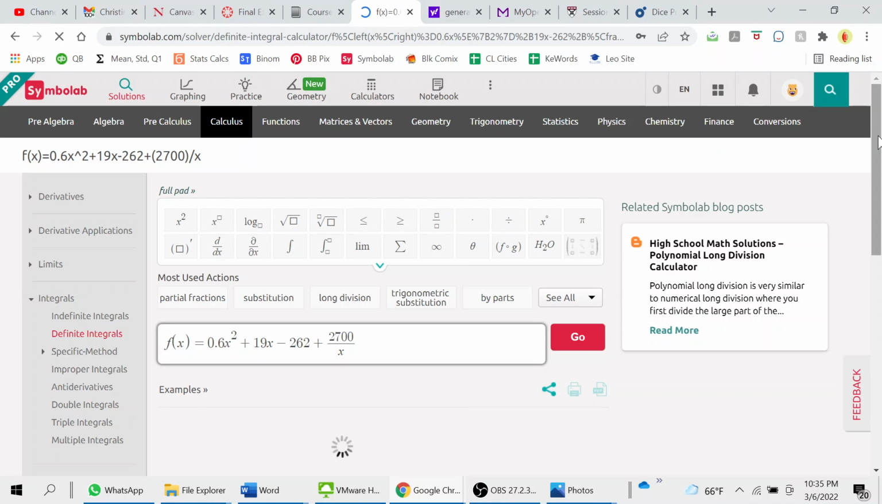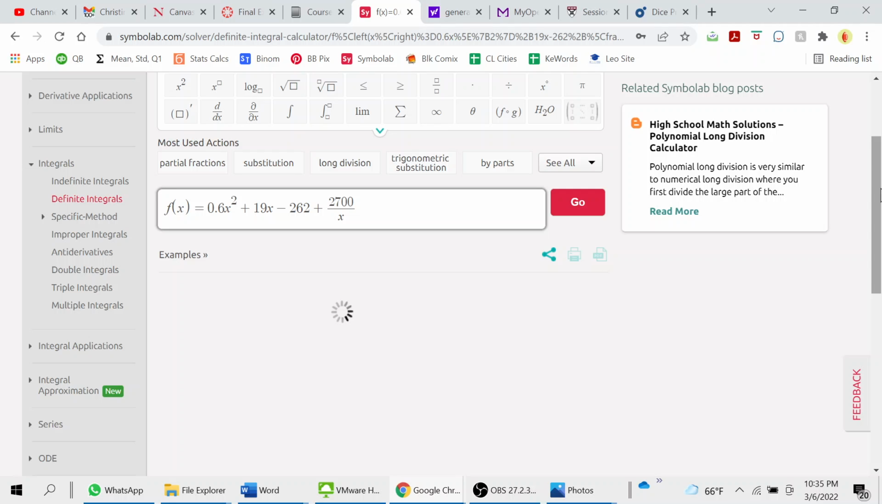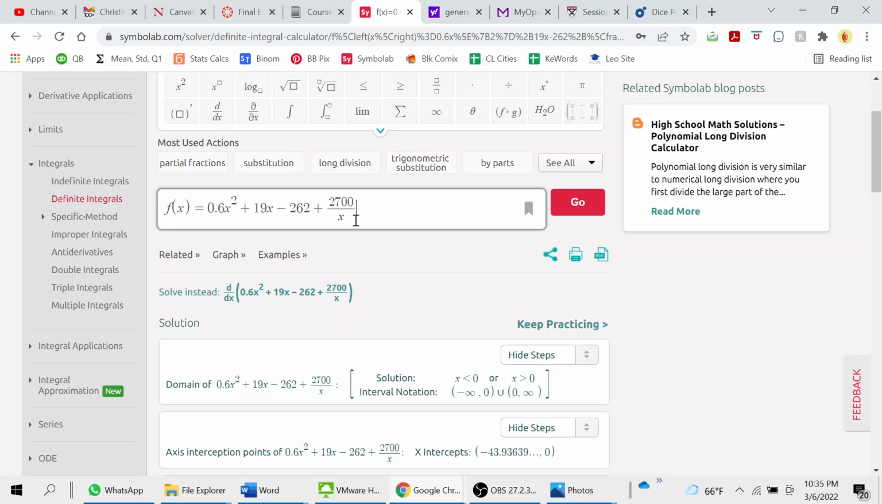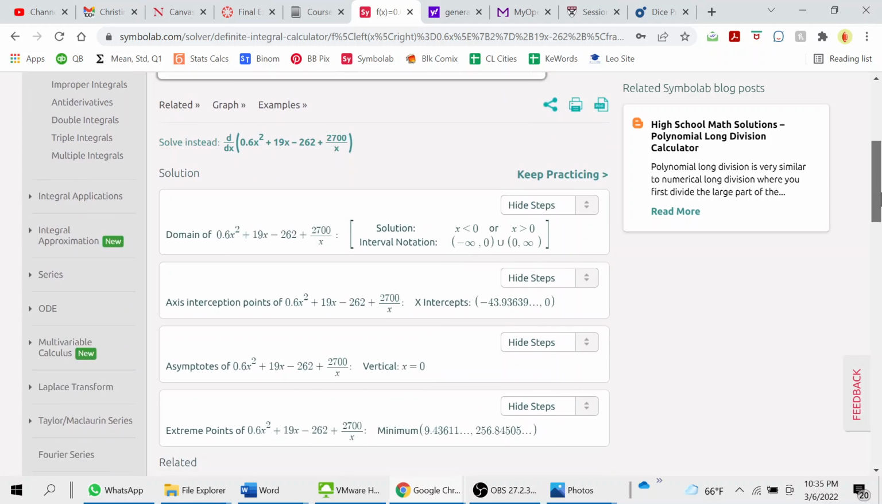The cool thing about this software is that you can just type in a function here and it will tell you information about the function, including its x-intercepts, y-intercepts, the minimum value, the maximum value if they exist, the domain, the range. This one might be a little tougher since it has 2700 over x, which is not technically a normal polynomial, but looks like it solved anyway.